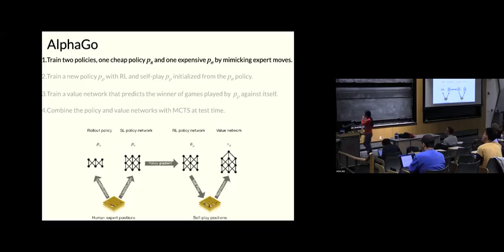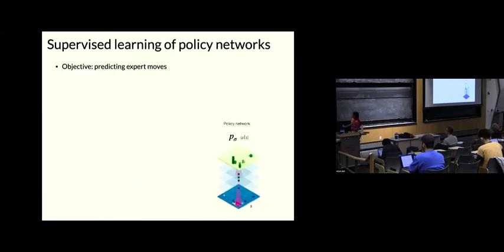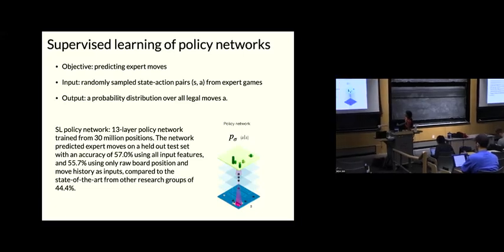This is the simplest possible step. It's just supervised learning. We'll predict expert moves. We'll randomly sample states and actions from expert games, and we'll predict the probability over the legal moves. That's all. It's a 13-layer policy network, 30 million positions, and so on and so forth. Even that policy network was able to do better than policy networks of other research groups because of its architecture and the huge amount of training data. Very simple.